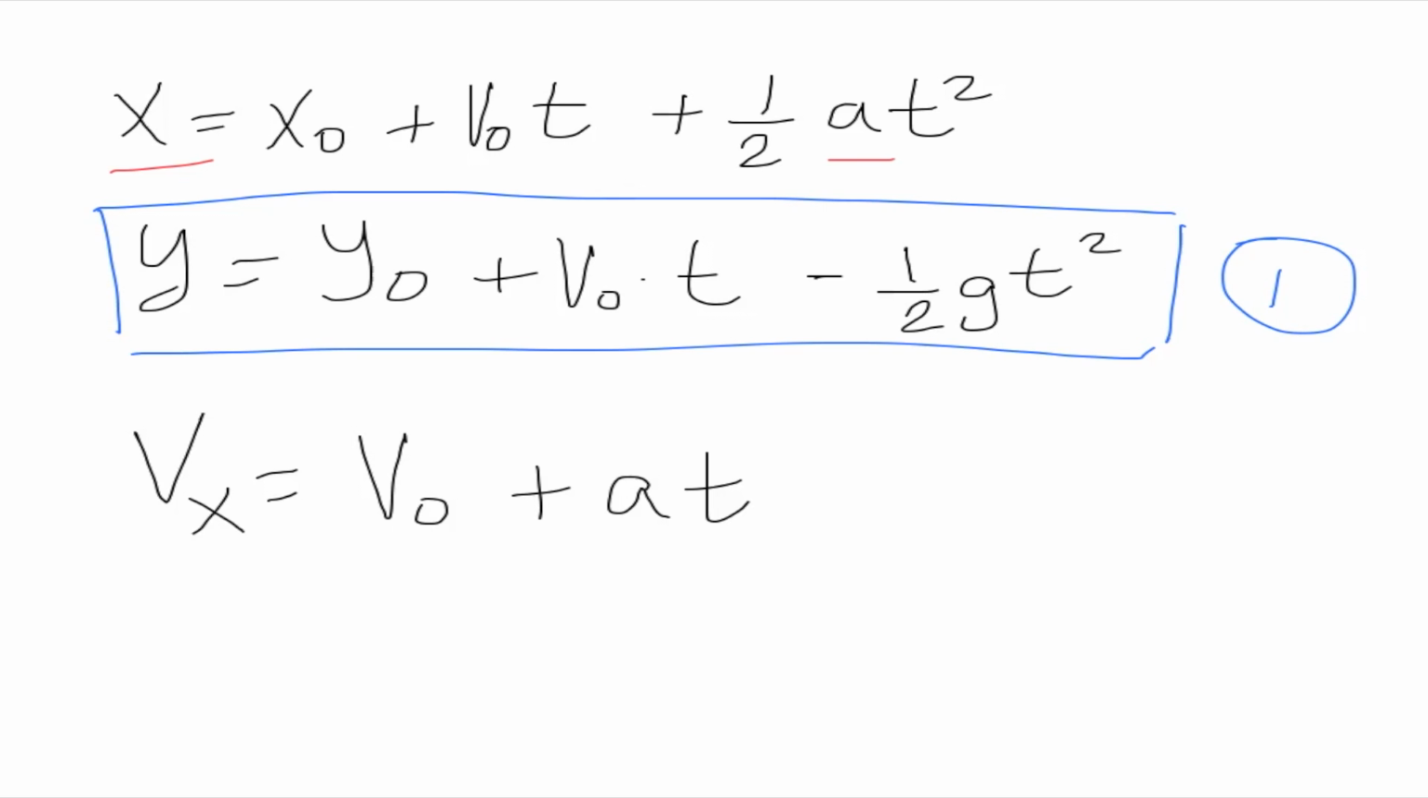So now for the second formula, we had that Vx is equal to V naught plus acceleration times time. So there's not much to change in this formula. We can change Vx into Vy because we're using y instead of x. V naught stays the same, and this becomes negative gravity times time. So this is our second formula.